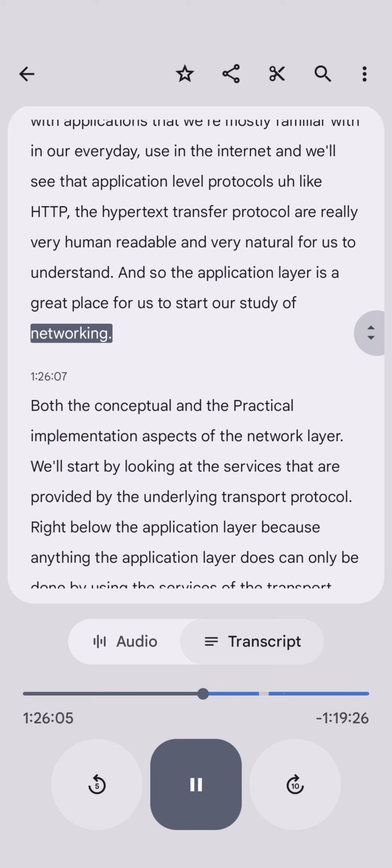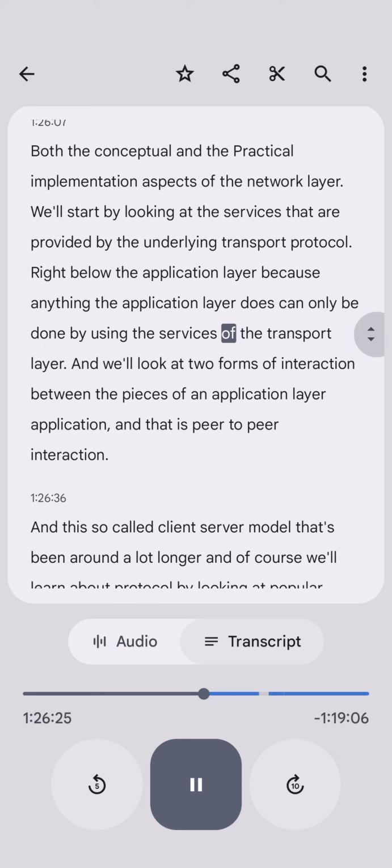Our goal in this chapter is to learn about both the conceptual and the practical implementation aspects of the network layer. We'll start by looking at the services provided by the underlying transport protocol right below the application layer, because anything the application layer does can only be done by using the services of the transport layer. And we'll look at two forms of interaction between the pieces of an application: peer-to-peer interaction and the so-called client-server model. That's been around a lot longer.